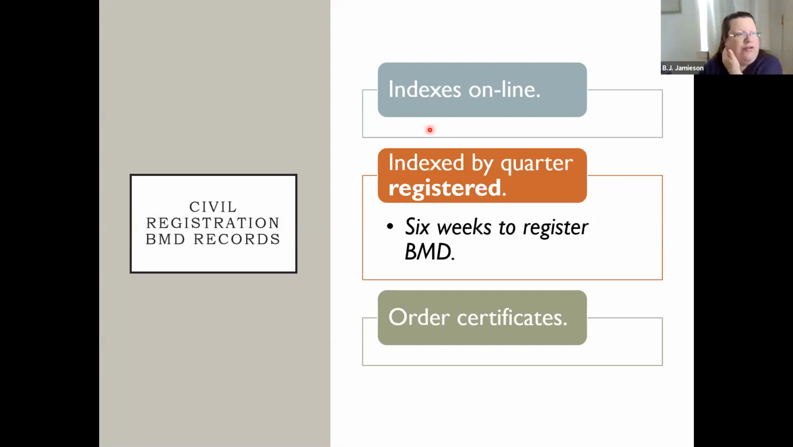So if somebody's born near the end of a quarter, it may be registered in the next quarter. If you know an ancestor was born in March and it shows up in the April, May, June quarter, don't panic. They had 6 weeks to register. So you would look that up and then you order the certificates. And if you're going to do that, it's pretty easy. You can order them online and get them by email.